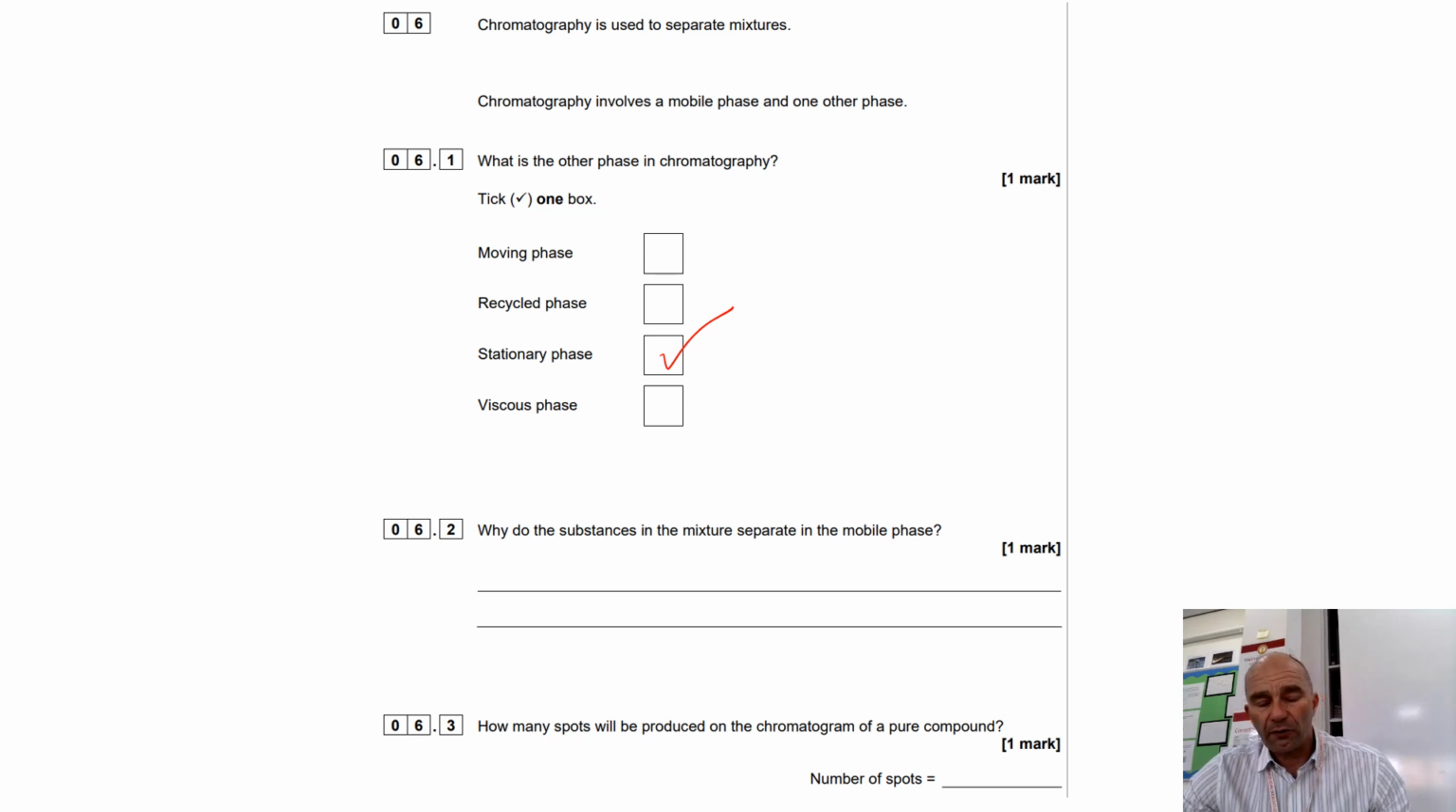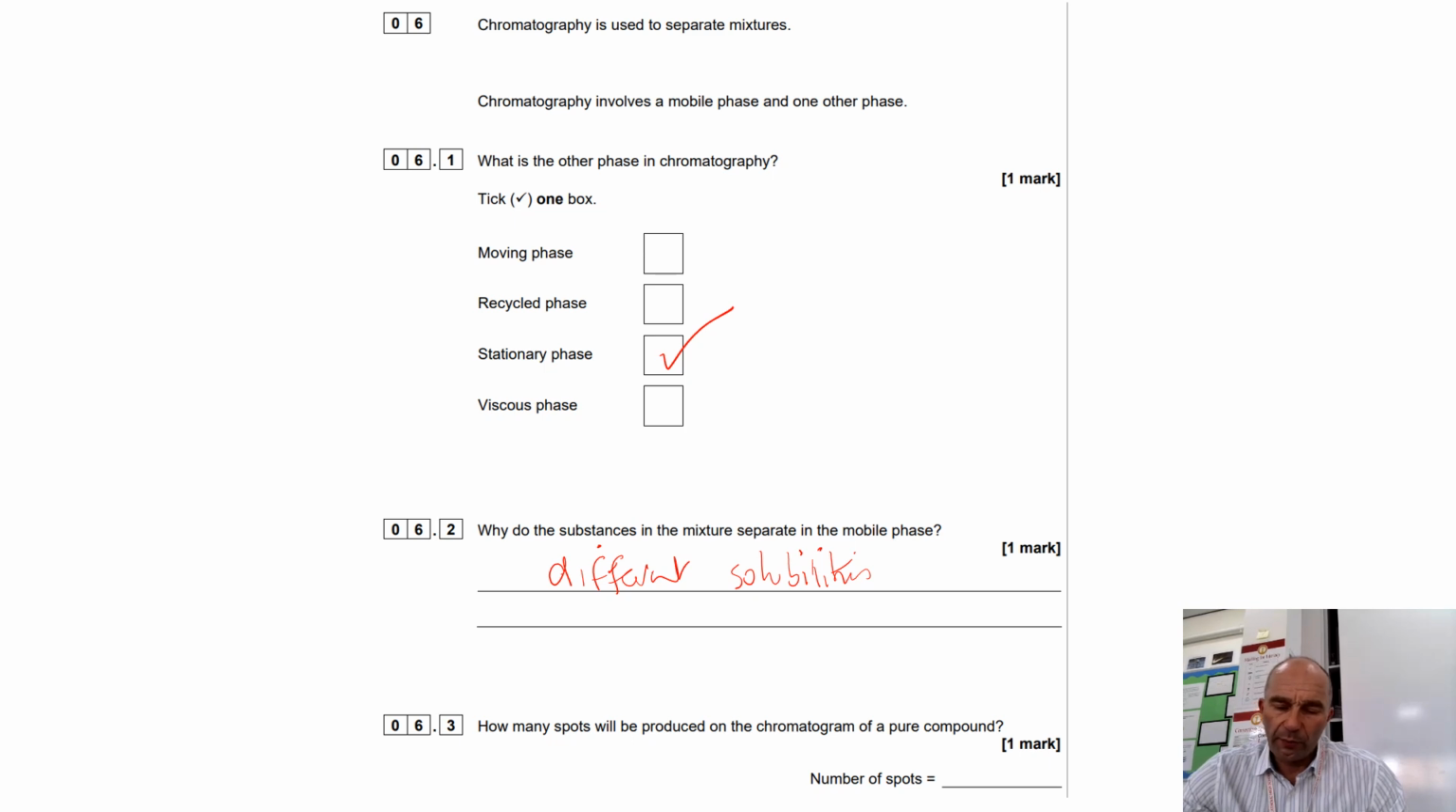Now the question is 6.2, why do the substances in the mixture separate in the mobile phase? So they separate because the substances move at different speeds. They move at different speeds because they have different solubilities, or they might have different attractions for the chromatography paper. Personally, I would say the best answer is that they have different solubilities in the solvent. So different solubilities.